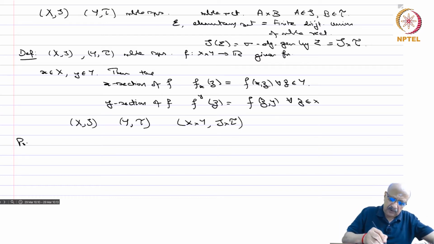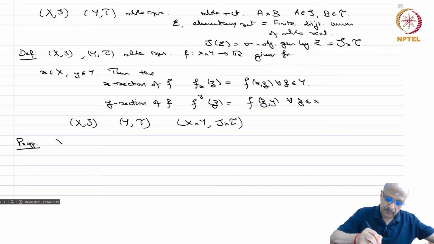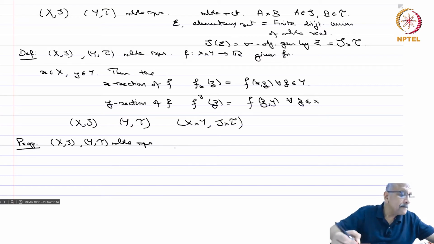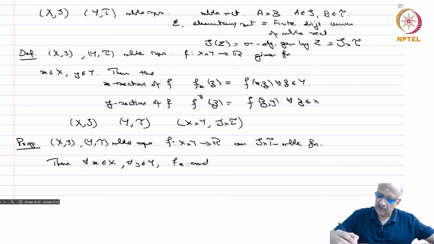Okay, so now we have a proposition. Just as we had a proposition for the test of measurability of sets, this proposition gives you a test of measurability of a function. Okay, so (X, S), (Y, T) measurable spaces. F from X cross Y to R an S cross T measurable function. Then for every x in X, for every y in Y, F sub x is T measurable and F super y is S measurable.